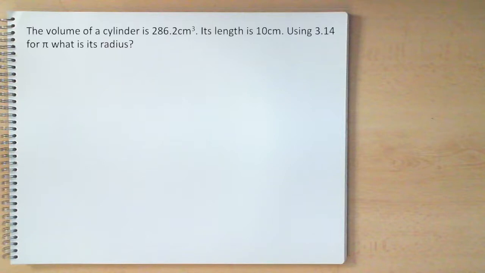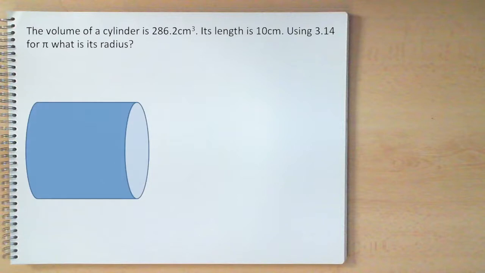Okay, let's look at a more tricky question. We use a cylinder this time. The volume of this cylinder is 286.2 centimeters cubed. Its length is 10 centimeters. If pi is 3.14, what's the radius of this cylinder? So we're going to have to work backwards from the volume to get to the radius.